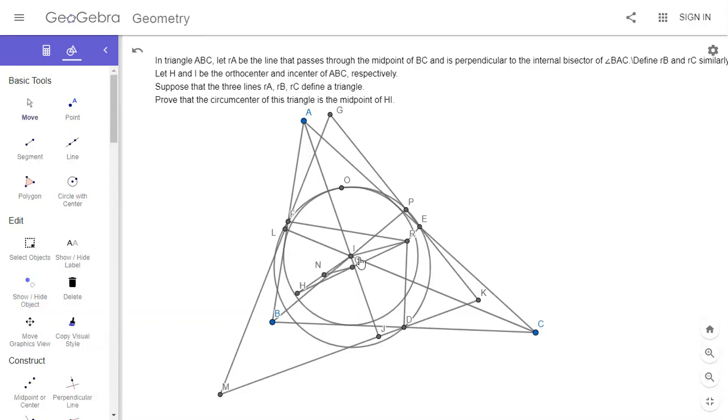What is OR? I'm sorry, what did you say? How did you define OR? R is the circumcenter of ABC. I didn't draw the circumcircle, but it's the circumcenter of triangle ABC. Nice. Okay. All right. So it's parallel to line OI. Yeah.